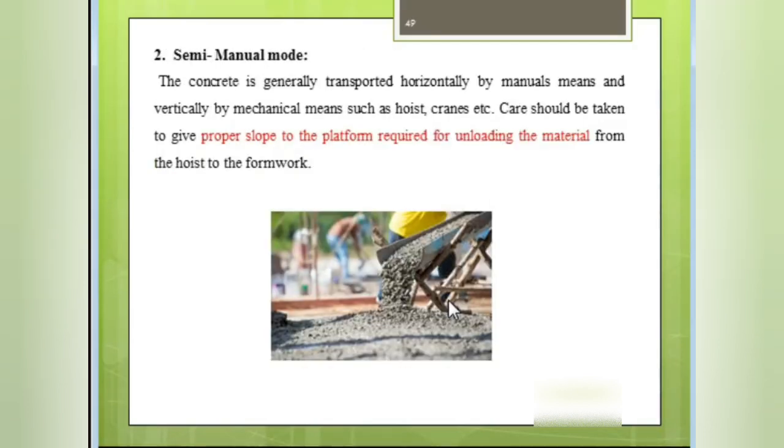Then the semi-manual mode: you prepare the concrete at your site itself, but you prepare it at the ground floor, and at the first floor you have to place that concrete. In that case, one small crane is required. You prepare your concrete at the ground floor, and with the help of the crane, the concrete is passed to the first floor and placed with shovels. That is nothing but semi-manual, which means both ways are considered in the transport of concrete.